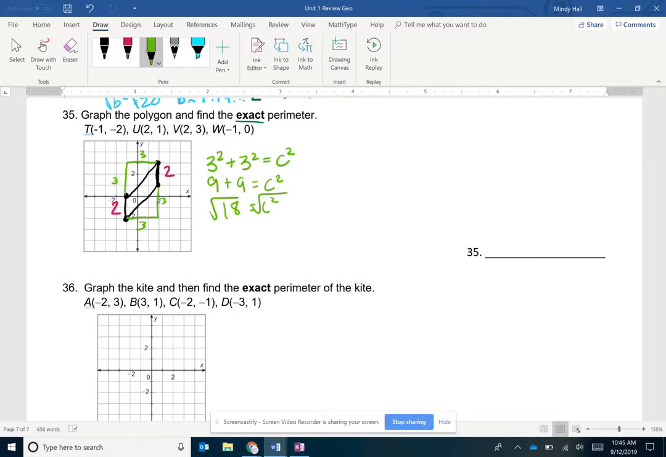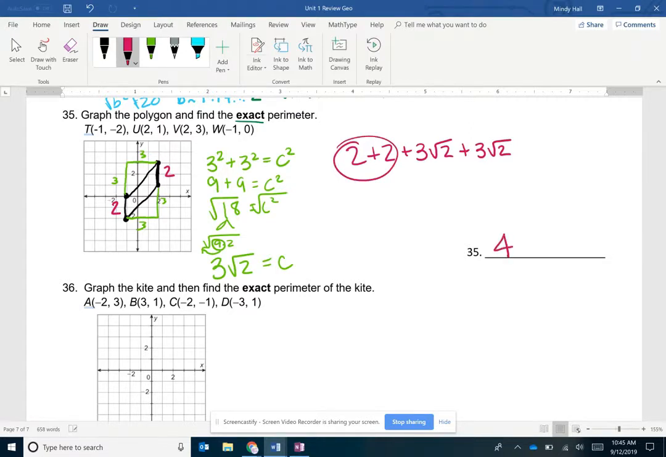And the square root of 18 breaks into 9 times 2. So then 9 is my perfect square. It gets to move out. Square root of 9 is 3, and we still have the square root of 2. So then for this perimeter, we're going to have 2 plus 2 from those sides, plus 3 root 2 from what we just had, and we have 2 of those sides. So we have to do 2 of them. So 2 plus 2 is 4, and then 3 plus 3, because these radicals are the same, is 6 root 2. And this is units.